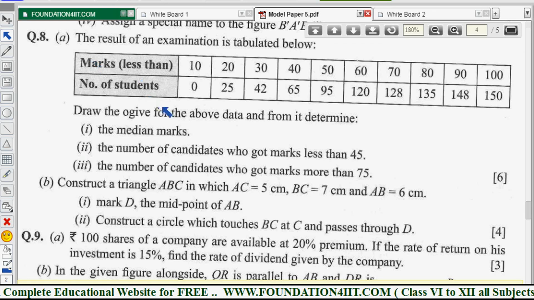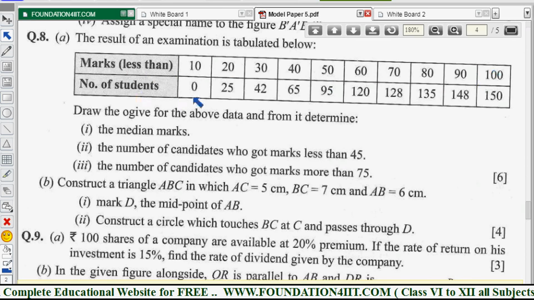First, from the ogive curve we should find out the median marks, the number of candidates who got marks less than 45, and the number of candidates who got marks more than 75. We need to draw the ogive curve first. Let us take the given data. Here marks is not a class interval. They give less than cumulative frequency. Less than marks is given, that is 10, 20, 30, 40, and so on till 100.